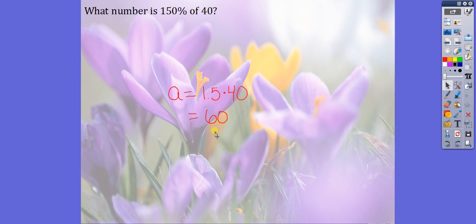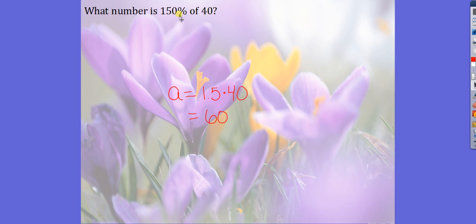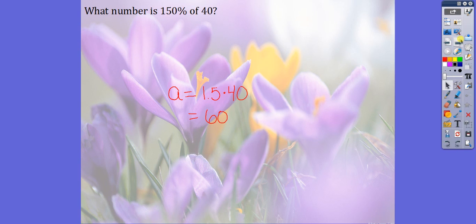You tried this one on your own. What number is 150% of 40? 40 is the whole because "of" precedes it. To turn 150% into a decimal, I move it 2 places to the left, so 1.5. You multiply and you get 60.